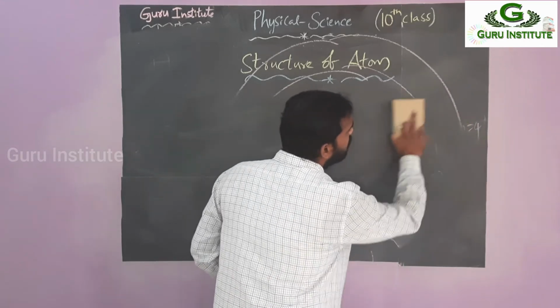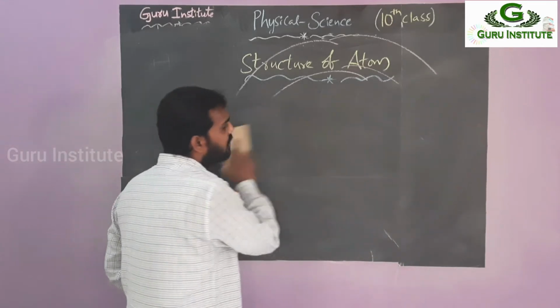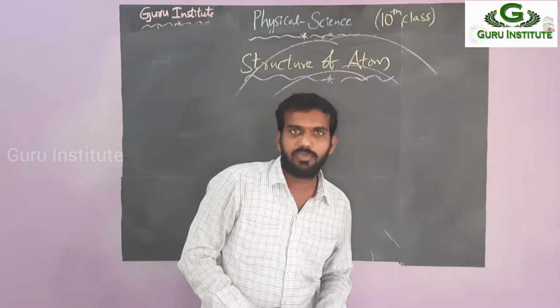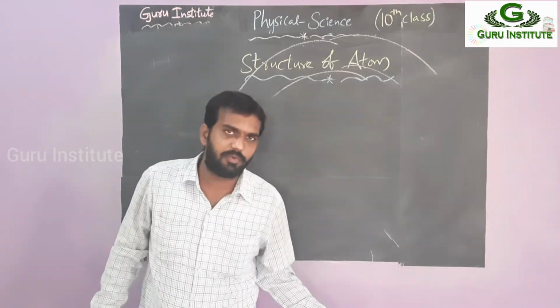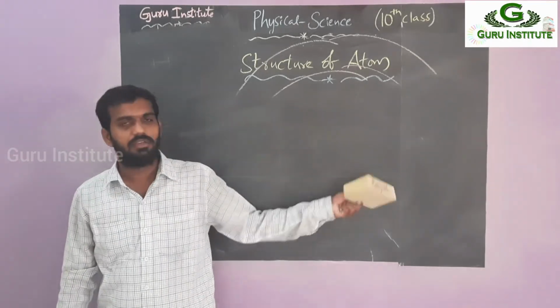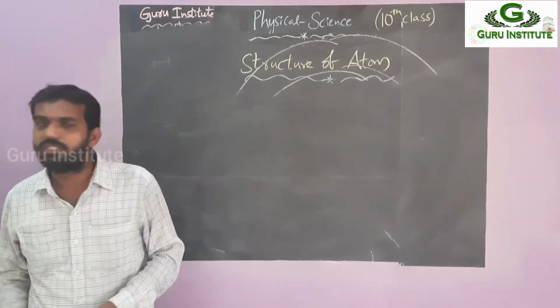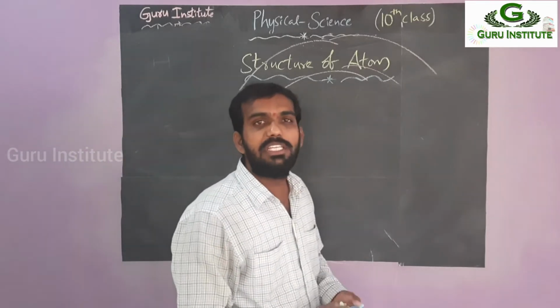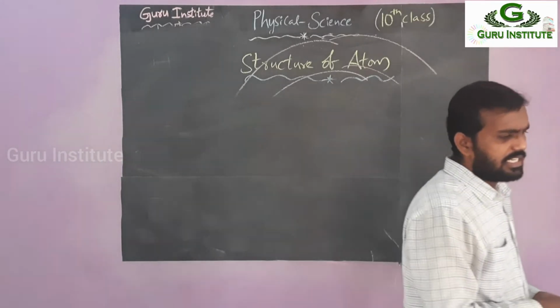But Bohr's model could not explain the hydrogen spectrum clearly. It can explain only the hydrogen line spectrum, as we will see later. So next we have to see about the spectrum. What do you mean by spectrum? Just take one example.